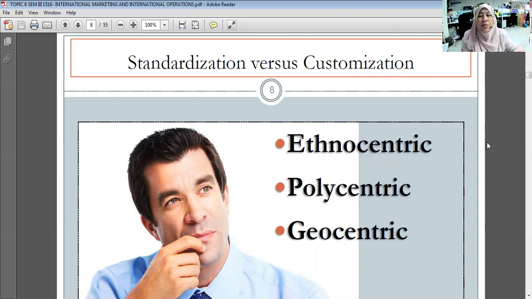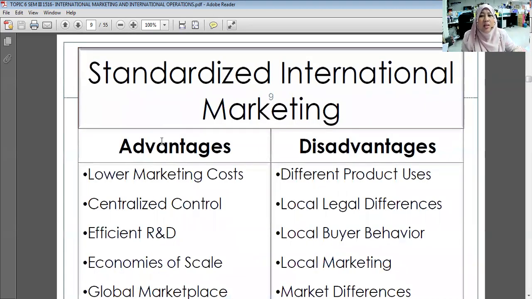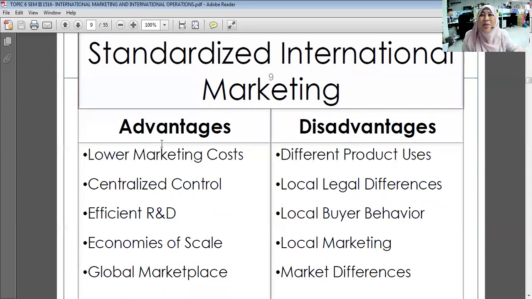All right, we're moving to the next one. So this is about pros and cons. If we're talking about standardized international marketing, this is the advantage, this is the disadvantage, and what is an advantage of standardized international marketing becomes a disadvantage for the customized. And for customized international marketing, the advantage becomes the disadvantage for the other. You'll be confused by what I'm saying, right? Basically it's simple. You turn to the next page like this.